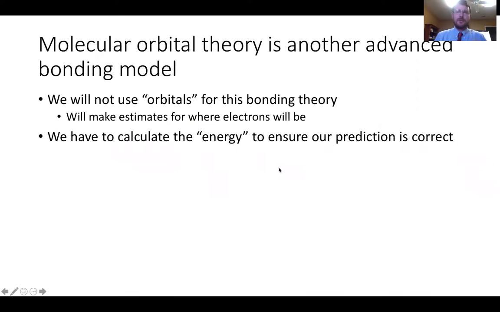So there's one more theory that we're going to talk about in the last few minutes, and that's the molecular orbital theory. It's another advanced bonding model. What we're going to do is make our own orbitals for bonding, right? We're not going to use the typical orbitals that we're used to. And then we're going to have to calculate the energy. We're going to then do one more step to make sure that our prediction is correct.